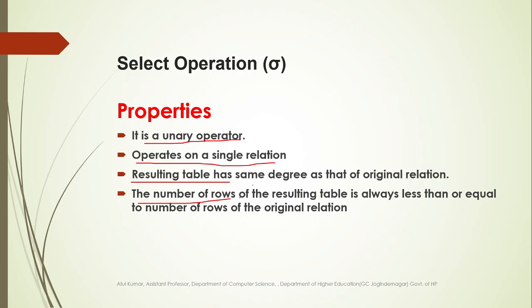Also, the number of rows of the resulting relation is always less than or equal to the number of rows of the original relation. Why is this? Because we apply a condition, and based on the condition we select a number of rows, and this number of rows must be less than or equal to the number of rows of the original relation.